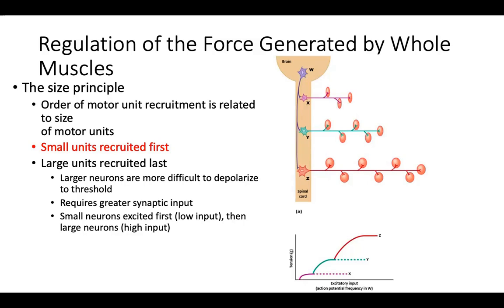They're going to be harder to depolarize to threshold because they're bigger neurons, bigger cell bodies. They're going to require more synaptic energy, so more neurotransmitter involved to stimulate that synaptic transmission, more vesicles, all of that stuff. It's going to need more stuff to recruit a larger motor unit because it has larger neurons, larger muscles, etc. Small neurons are going to be excited more easily. They're going to require lower input, and so we're going to recruit them first, right? And that just makes sense.